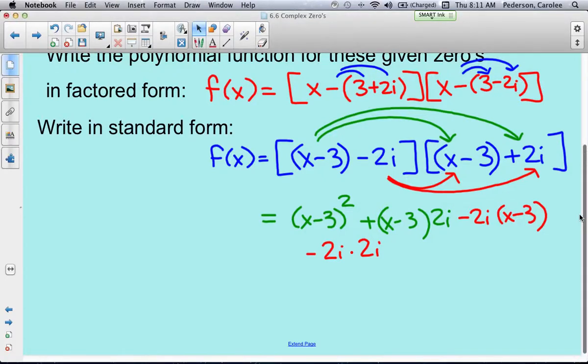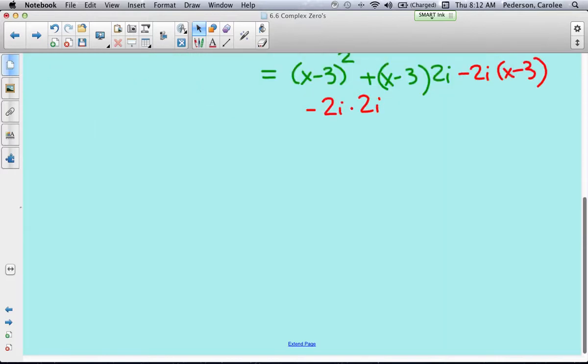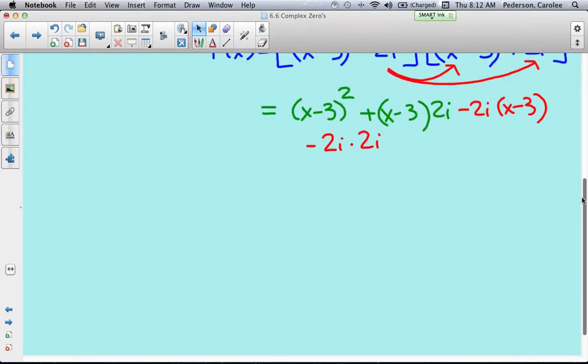This is 6.6, part 2 of complex zeros. We were working on a problem where we're converting this problem to standard form. So to continue this problem, now let's go ahead and clean it up.